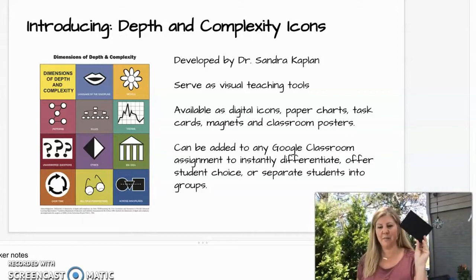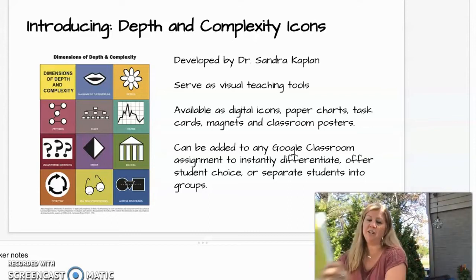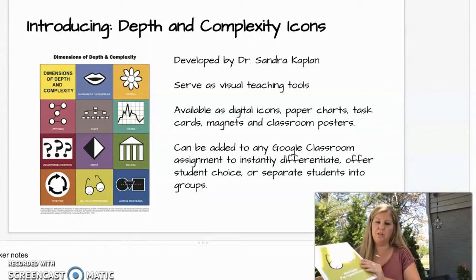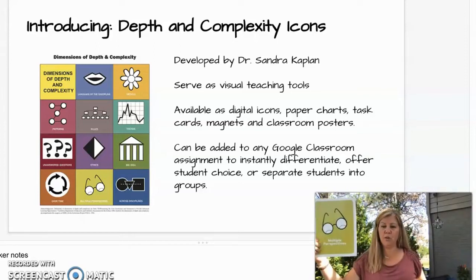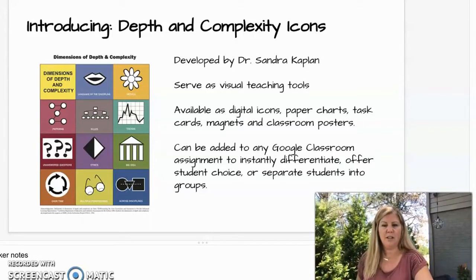I have a set of them in magnet form. I have a set of them on a loop keyring form. And I have a large set for younger students that you might use as classroom posters, or just put on the ledge of your whiteboard or hold up when you're casting a lesson. So the resources are here. You're welcome to borrow them.